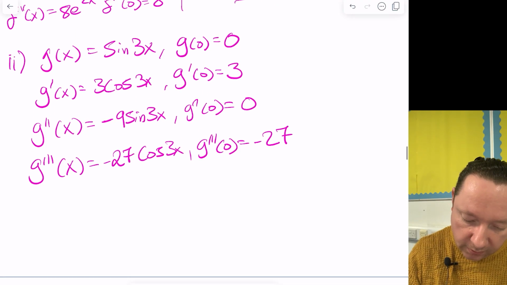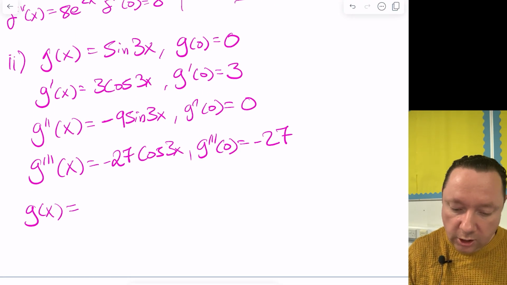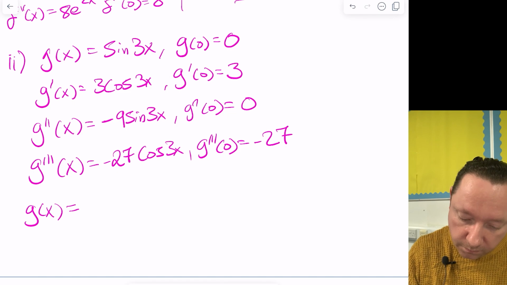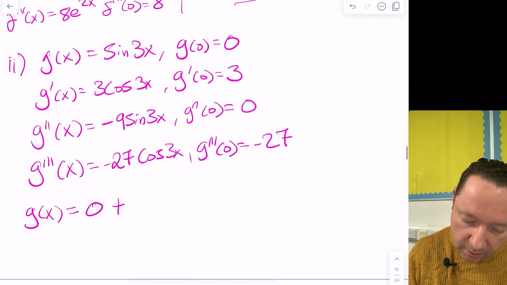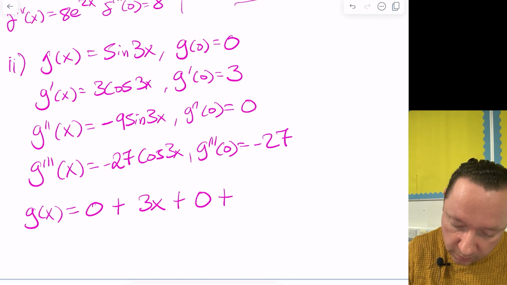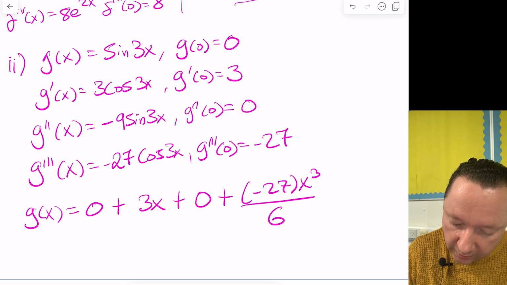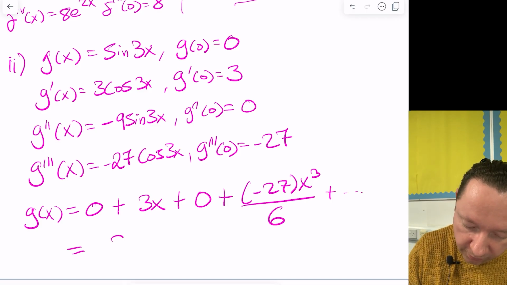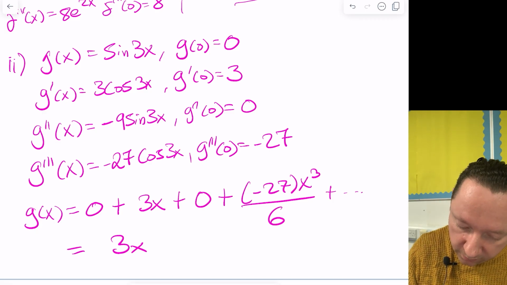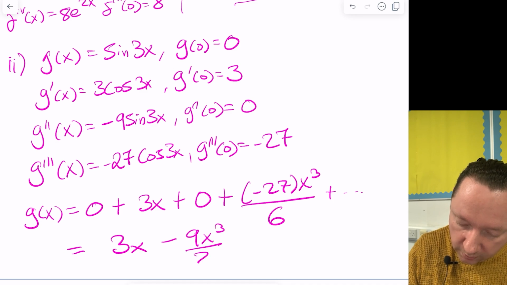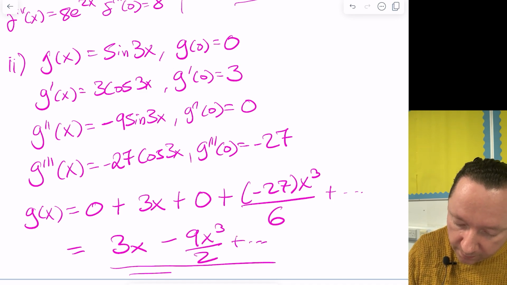So now we can sub in. We can say that g of x equals g of 0, which is 0, plus, remember it's up here, g dash 0 times x, so that's 3x, plus 0 times x squared, and then the x cubed term: minus 27 x cubed over 3 factorial, which is 6. Simplifying that, we get 3x, and 27 and 6, 3 goes into both of them, minus 9 x cubed over 2. I'm happy with that.